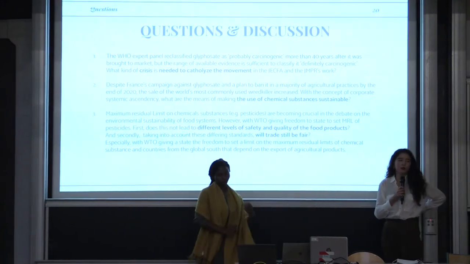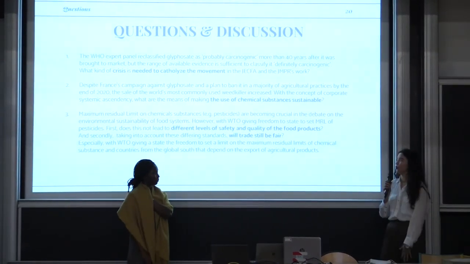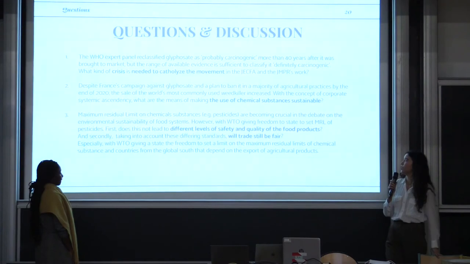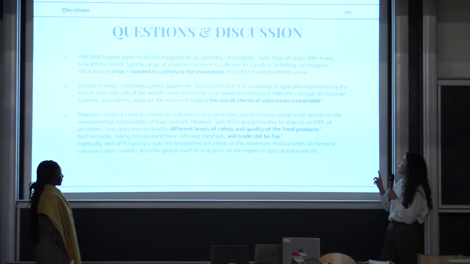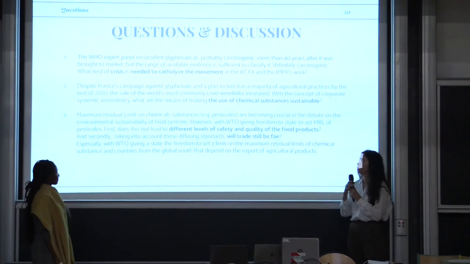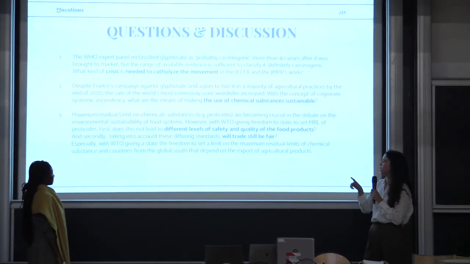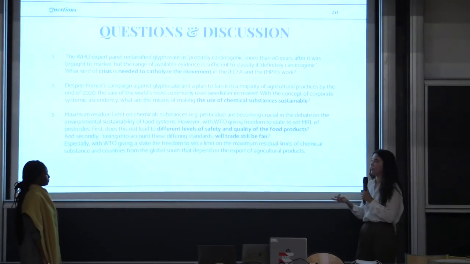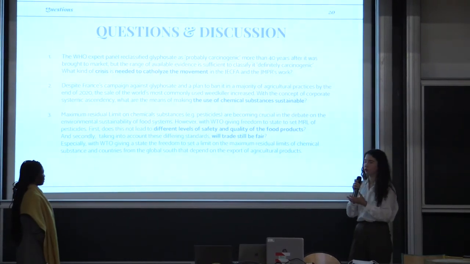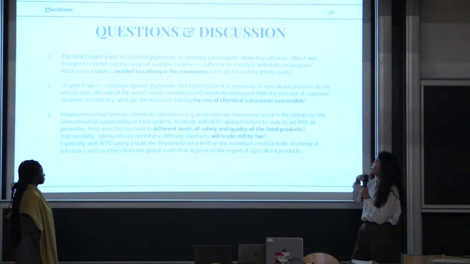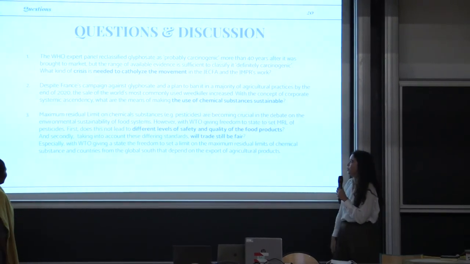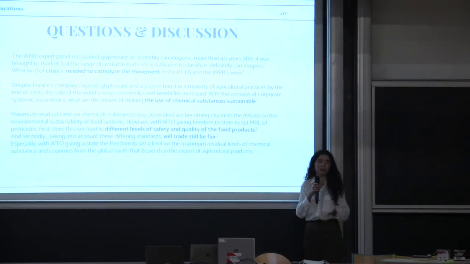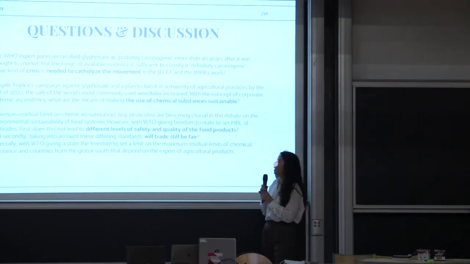Then the second question would be more into a French case. Despite the fact that France campaigned against glyphosate and planned to ban it in the majority of agricultural practices by the end of 2020, the sale of this pesticide has increased despite the ban, and despite the fact that they even put a tax on it. So with the concept of corporate systemic ascendancy, we would like to ask, what are the means of making the use of chemical pesticides sustainable? How is it possible?